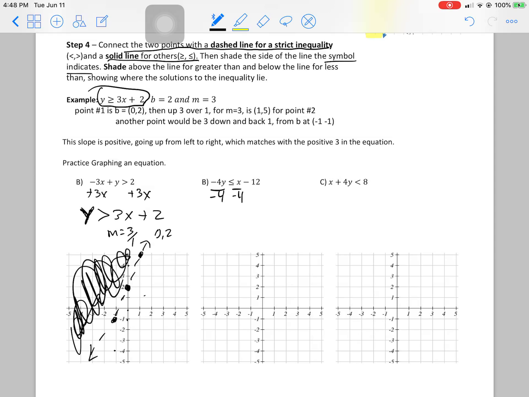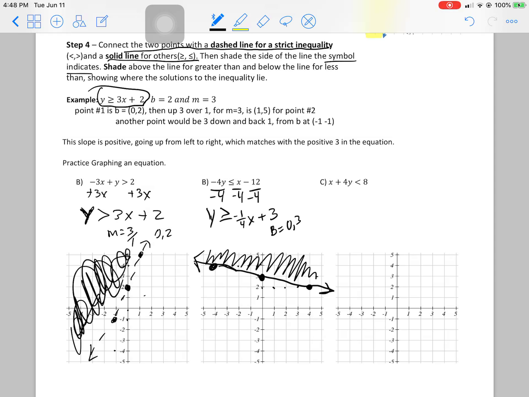All right, so let's check this one out. We're going to be dividing by a negative for this one, which means we're going to flip the symbol. Y is greater than or equal to negative 1/4 x plus 3. So my b is a 0, 3 right there. And my slope is a negative, so I'm going to go down 1 and over 4. 1, 2, 3, 4. Could go up 1, and back 1, 2, 3, 4. And is it a solid? It's a solid line. Okay. And it is a greater than or equal to. So this is shaded. Okay.